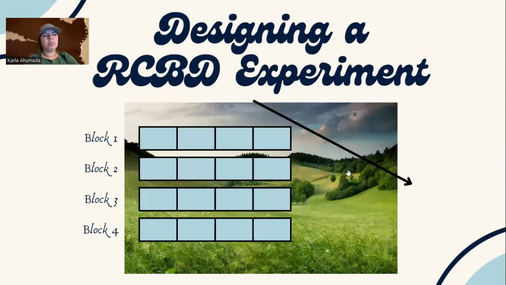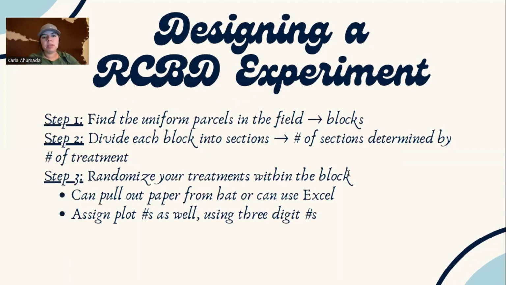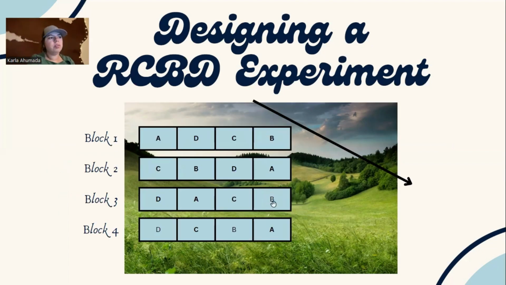And then we can check out the next step. You can see that once we have the blocks set out, we'll divide those blocks into the number of treatments we have. In this case, we're doing 4. From there, you're going to want to assign each plot, or section of the block, a randomized treatment. And this could be something as simple as pulling out of a hat or using Excel, which I will show in a bit. And you would also assign plot numbers to those. And so here you can see that block 1 has all 4 of our treatments.